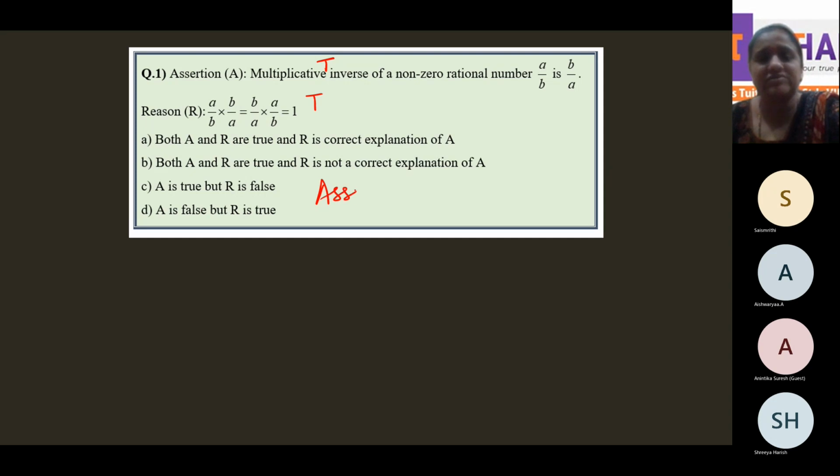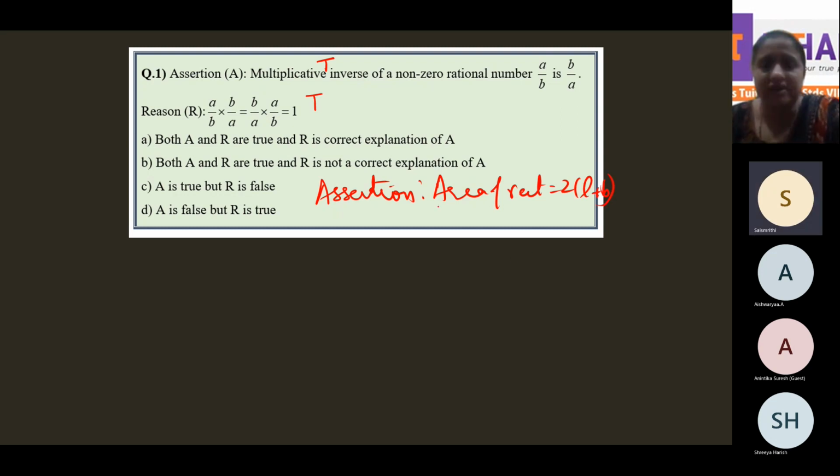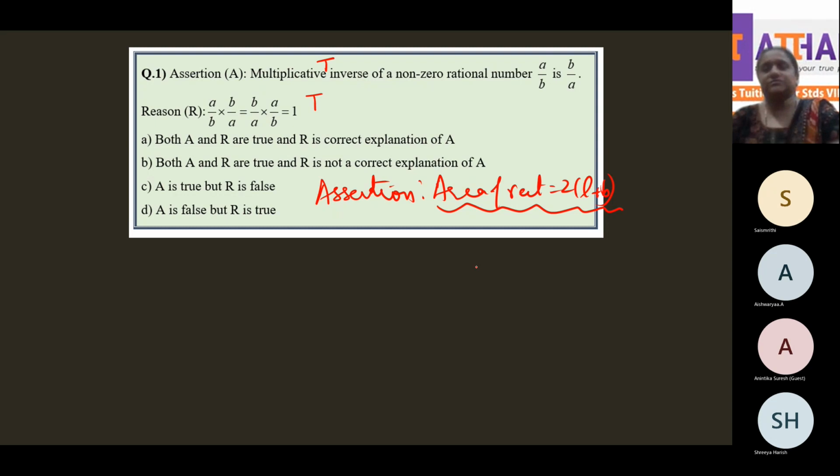If in the assertion statement I say area of rectangle is equal to 2 into L plus B, this is the only thing I said. Then is this true or false? It's false, ma'am. False. Yeah. So that's what it is.